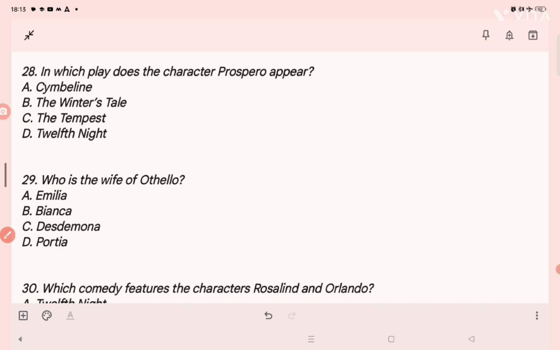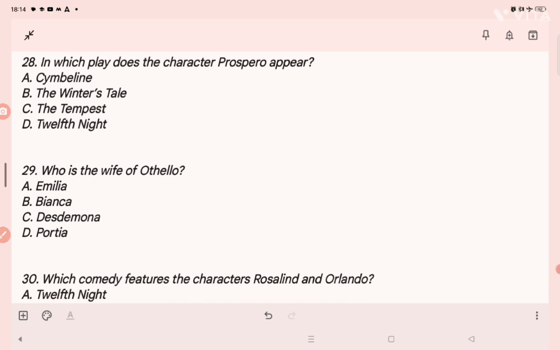In which play does the character Prospero appear? Option C, The Tempest. Prospero is the central character in The Tempest, a play about magic, revenge, and reconciliation, written in 1611, also called Shakespeare's Swan Song.